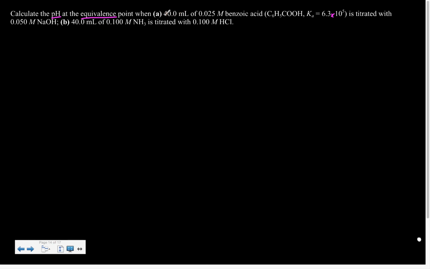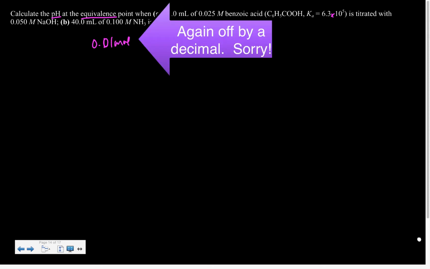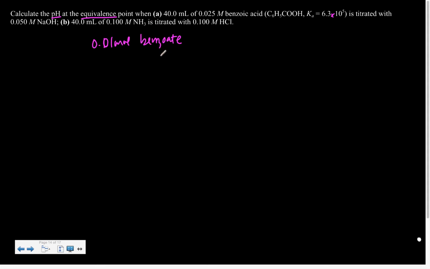Specifically, 0.04 liters times point that, which again gives us our 0.01 moles of my benzoate ion, right? So 0.01 moles of my benzoate ion, and again, benzoate ion is the conjugate base, which means that if I take my benzoate plus water, I'm going to make my protonated base plus my hydroxide ion, yes?